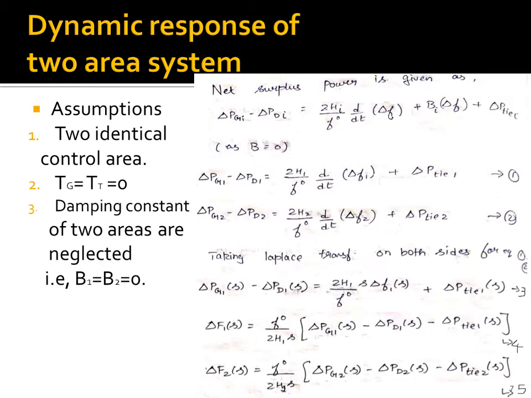The net surplus power is given as the change in generation minus demand. Del Pg minus del Pd will be equal to stored kinetic energy of the generator plus change in frequency due to change in load and your tie line power. And here for dynamic analysis, we have assumed our damping constant is equal to 0. So this term will be going to 0. So our surplus power is reduced to this equation. So this is for area 1 and this is for area 2.